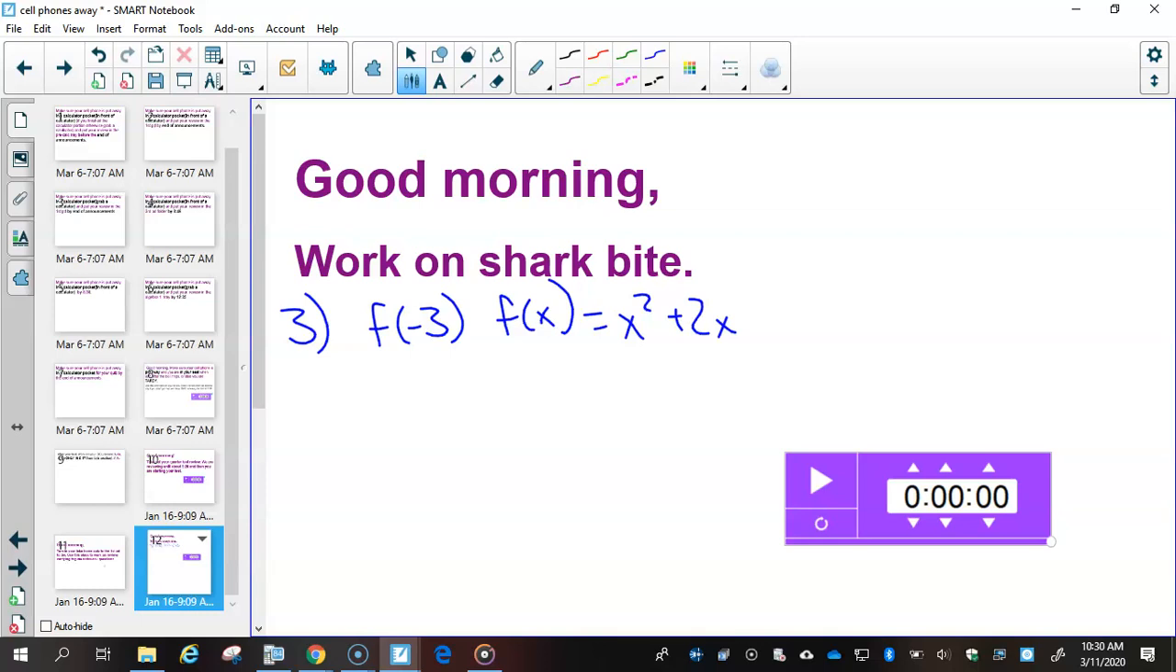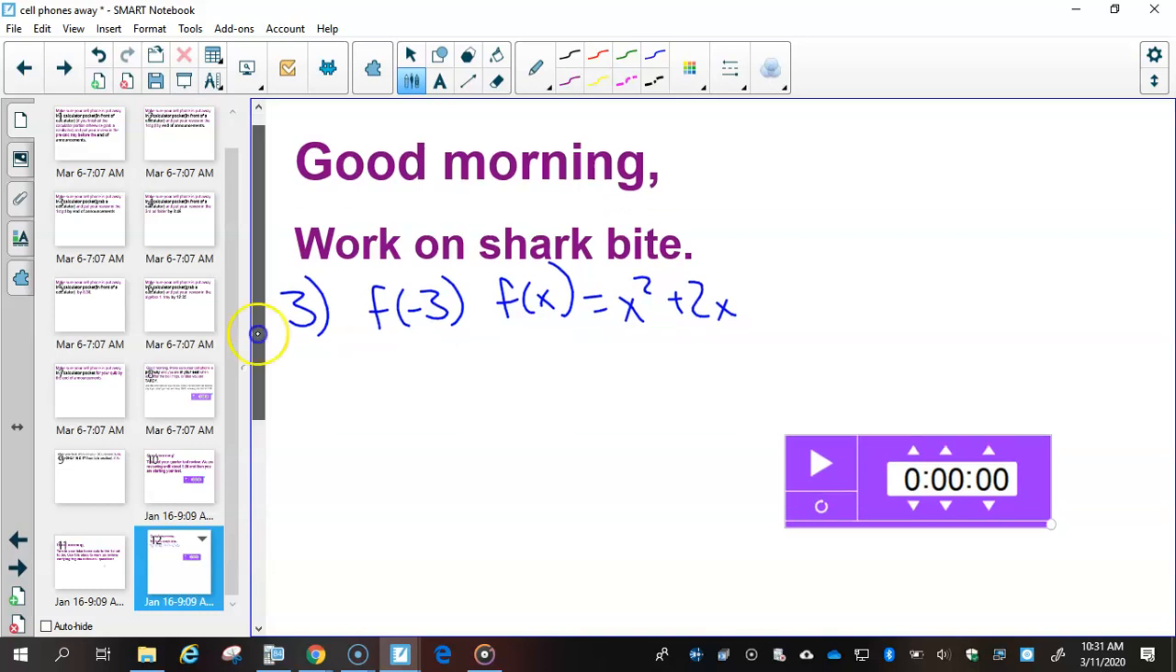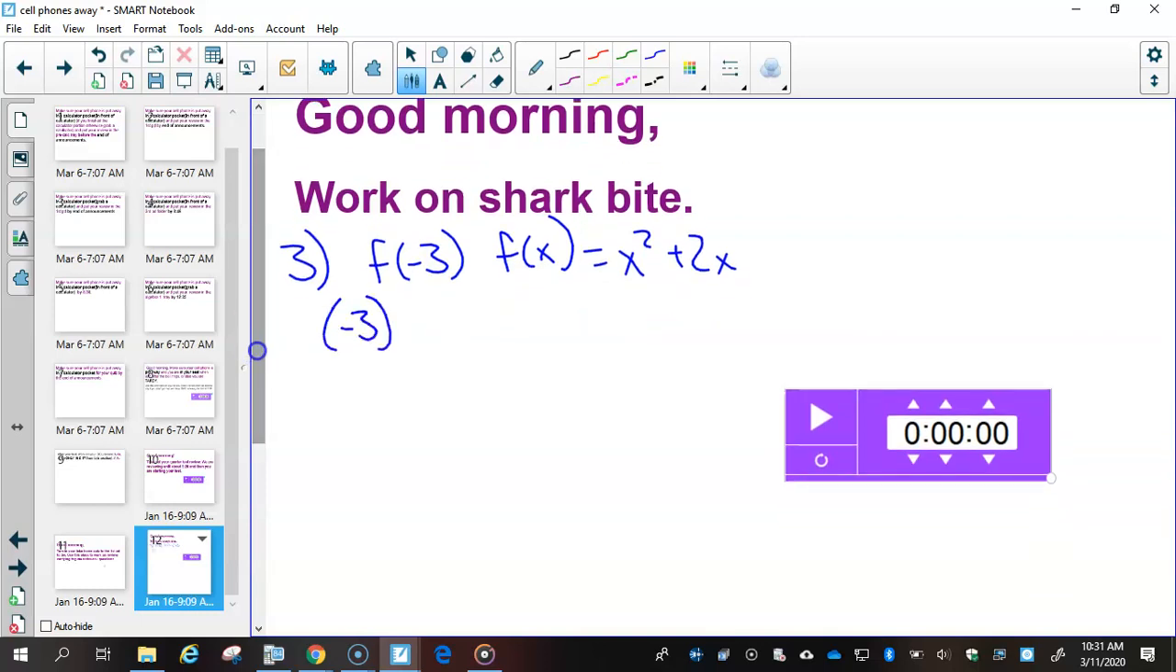What does it mean to evaluate? Kind of. It kind of means to solve. Yes, but what do we have to do when we evaluate? Put the number into x. And you need to use parentheses because if you don't, you're going to get the wrong answer.